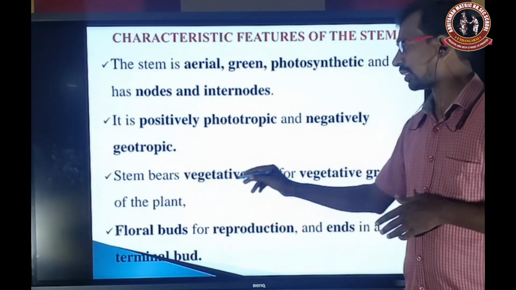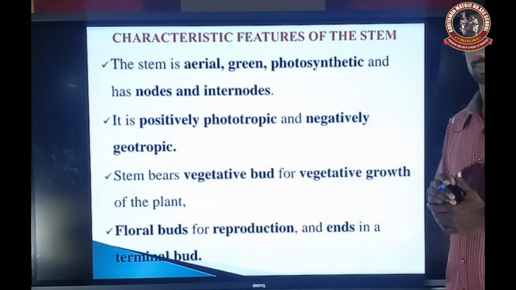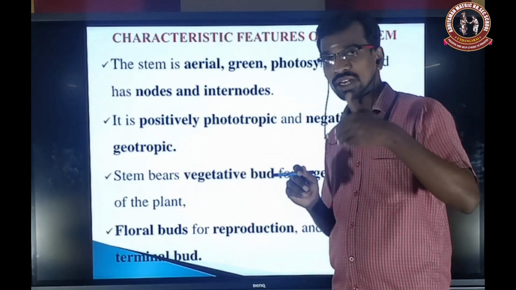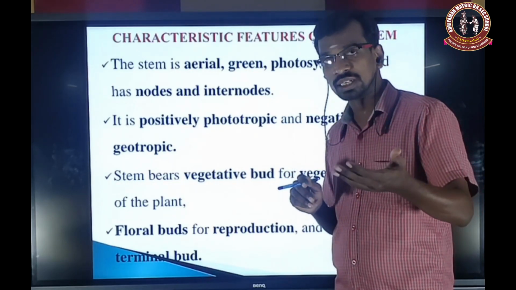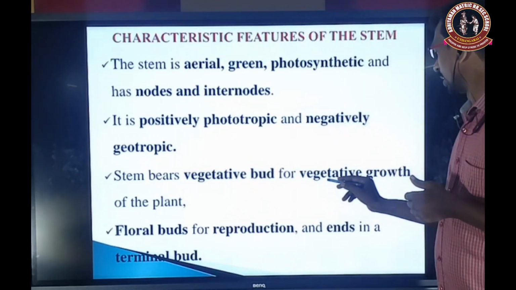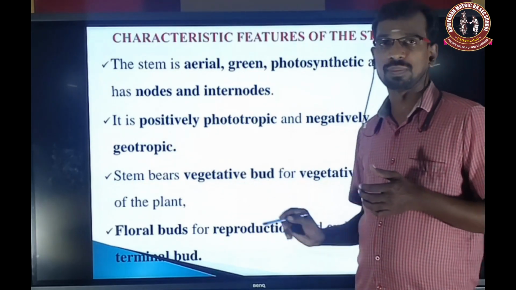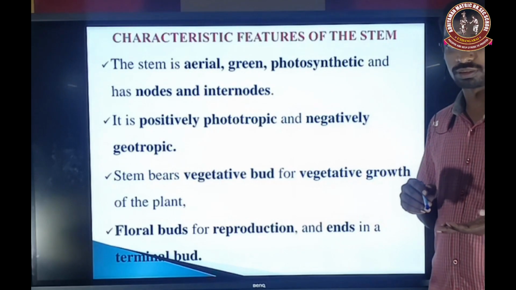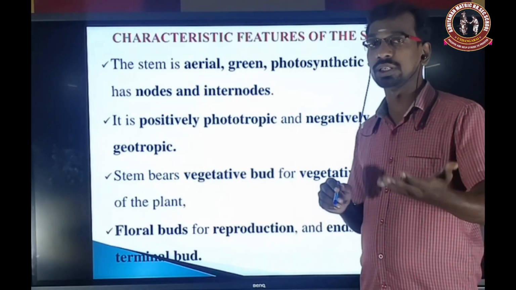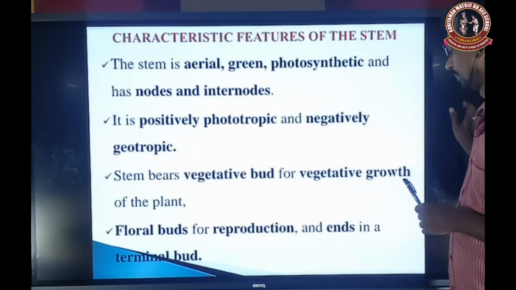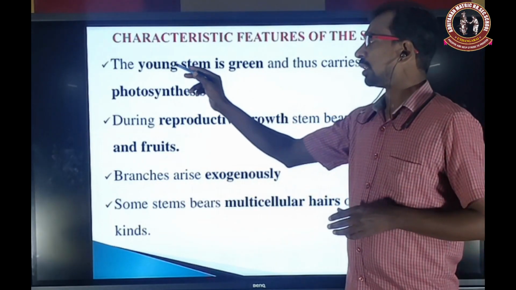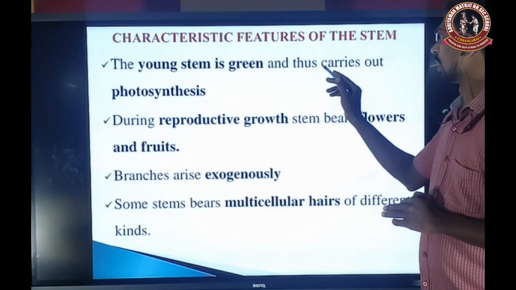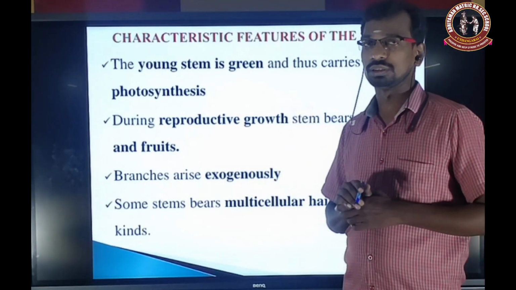Next, the stem bears vegetative buds. The vegetative bud provides the branches or the leaves, for the vegetative growth of the plant, and floral buds are for the reproduction or reproductive growth of the plants. Another characteristic feature: the young stem is green, so it carries out photosynthesis.